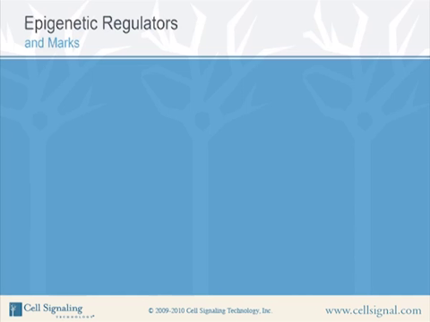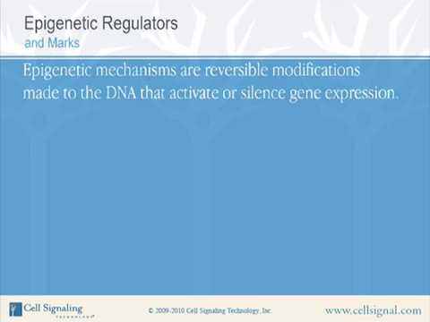Epigenetic regulators and marks. As stated earlier, stem cell pluripotency is regulated and maintained by a number of cell signaling pathways leading to expression of the key transcription factors Oct-4, SOX2, and NANOG. Although expression of embryonic-specific genes is regulated by these transcription factors, a second layer of control stems from epigenetic mechanisms, which are reversible modifications made to the DNA that activate or silence gene expression.